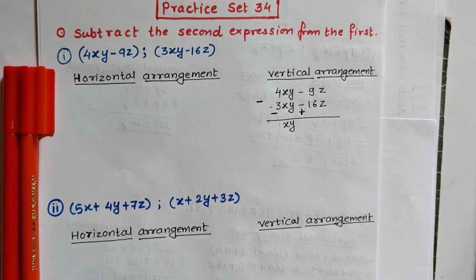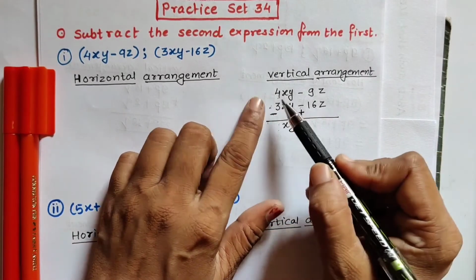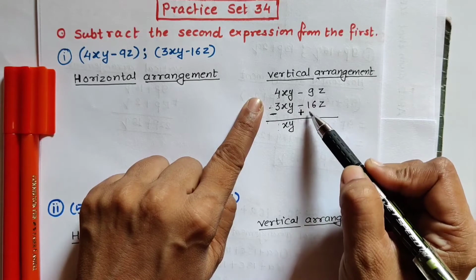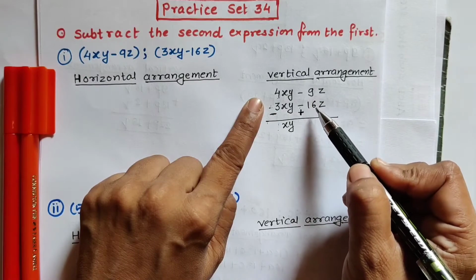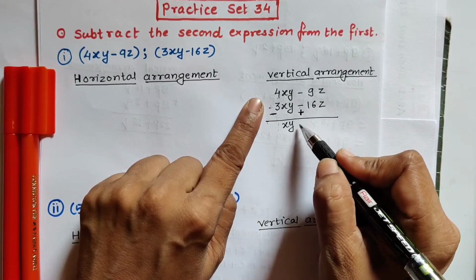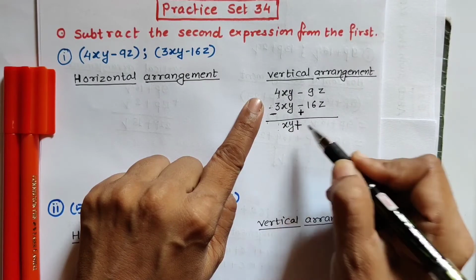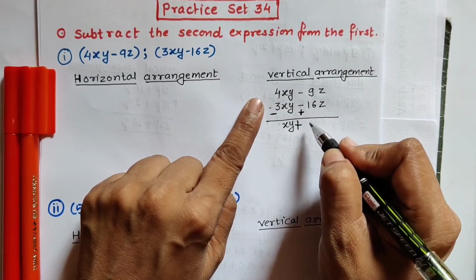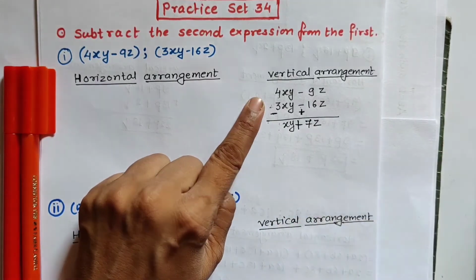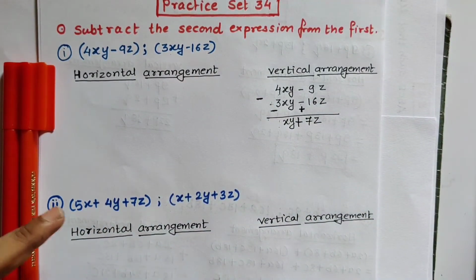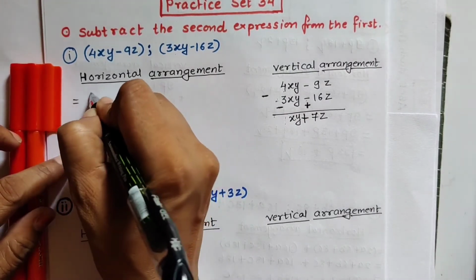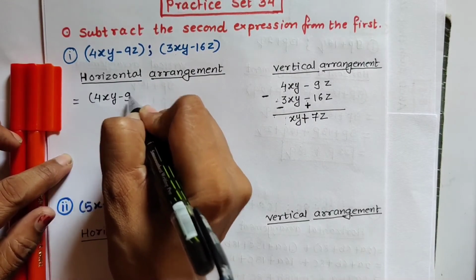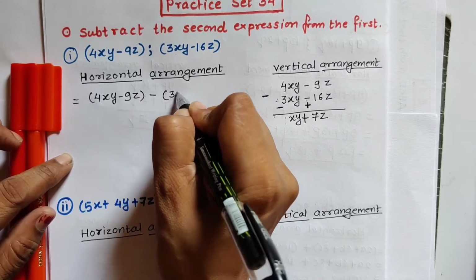Now let us see the second terms. This is minus, again don't look at this sign. This is minus 9 plus 16, minus plus. See this changed sign, you should not see this sign. Minus 9 plus 16, minus plus minus, the sign of the bigger number is plus. So 16 minus 9 is 7z. So in this way we have to solve the sum. Now see in the horizontal arrangement how to do it. In the horizontal arrangement we write both the brackets. We put a minus sign between these two brackets.